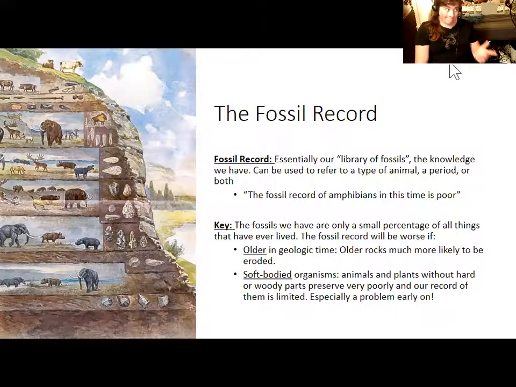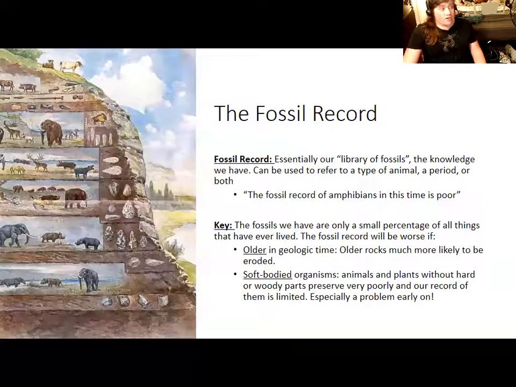Or if animals or plants don't easily preserve, if they have mostly soft parts, we don't have a lot of fossils of them. So there is definitely a sampling bias with fossils also. We have a much better record of vertebrates, of animals with skeletons, than we really do of most invertebrates, outside of clams and some other hard-shelled organisms, because vertebrates have bones and those preserve better.